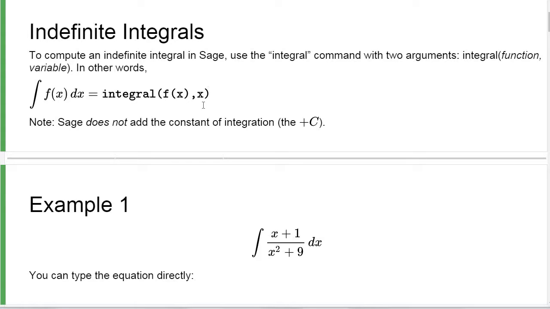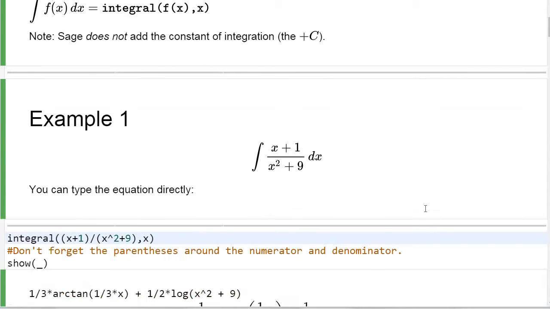Now we'll notice in our examples below that Sage does not add the constant of integration. Normally we put a plus c on the end when we have an antiderivative or indefinite integral, and Sage does not do that, so we'll have to remember to add that mentally in our head.